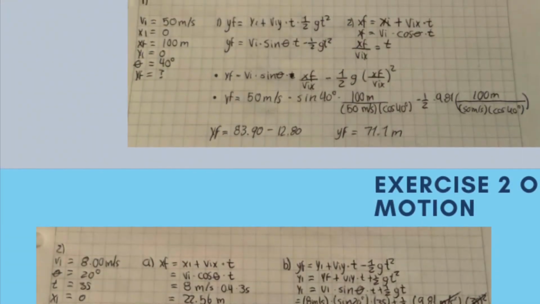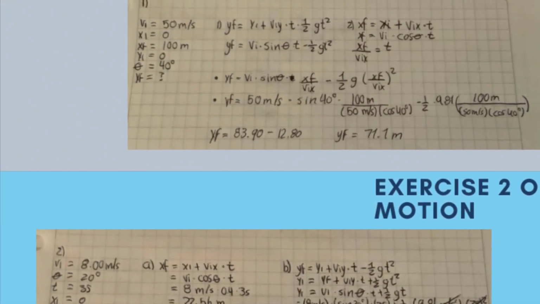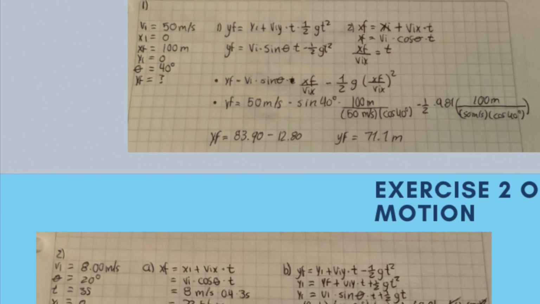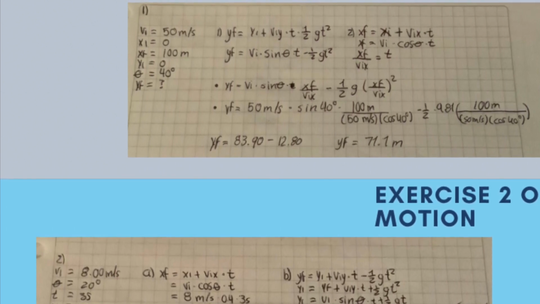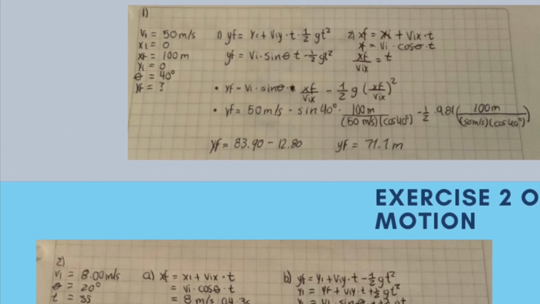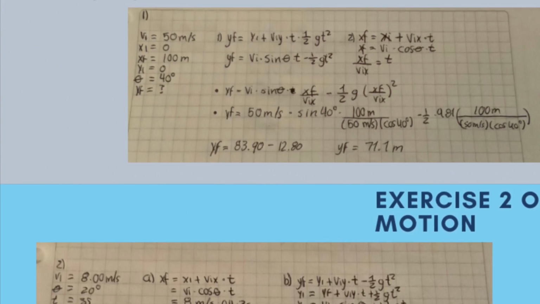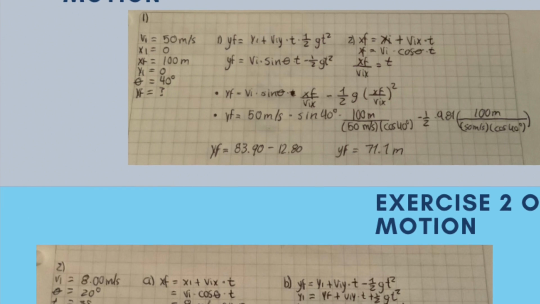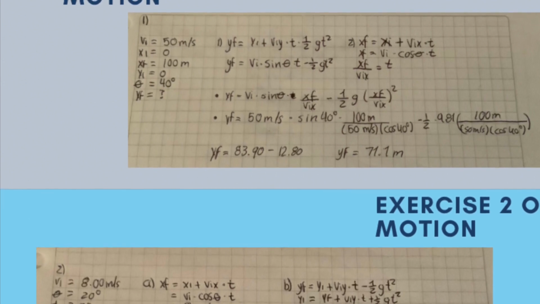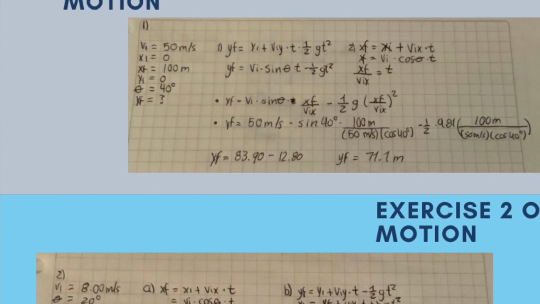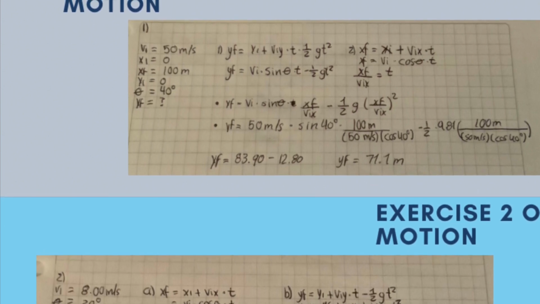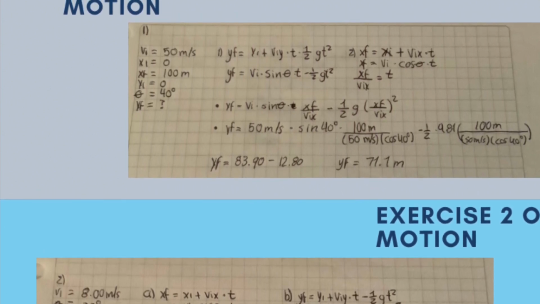To solve point number 2 in the motion problems, we'll do the following. First, we need to analyze the information we got. The information is the following: Vi is 8 meters per second, the angle is 20 degrees, the time is 35. Xi and Xf are equal to 0. Yi and Yf we need to find.